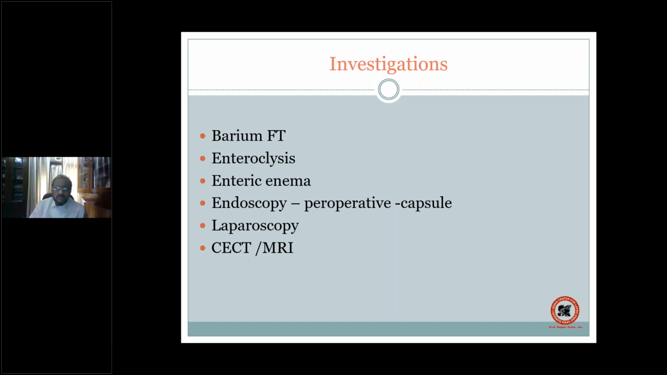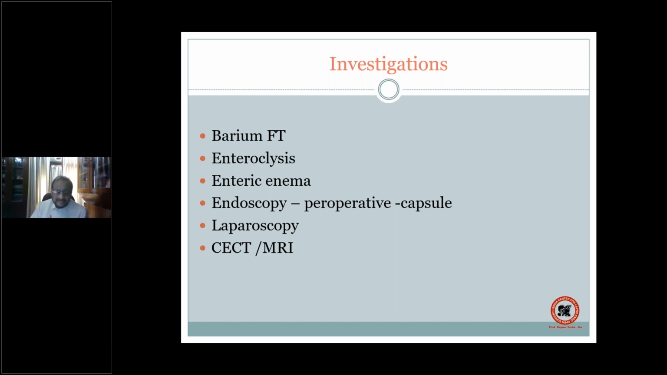But the investigations usually covering the small bowel relate to the contrast studies, and these include the barium contrast. You can have enteroclysis. Barium follow through is when you take barium orally, and it goes to the esophagus, the stomach, the small bowel, the large bowel, and so on. That is a follow through. That means you're following it through from the oral cavity up to the anal canal. That's why it's known as barium follow through.